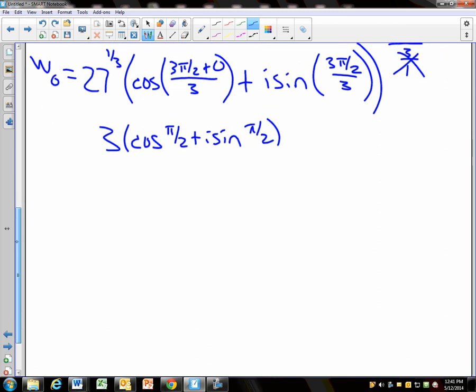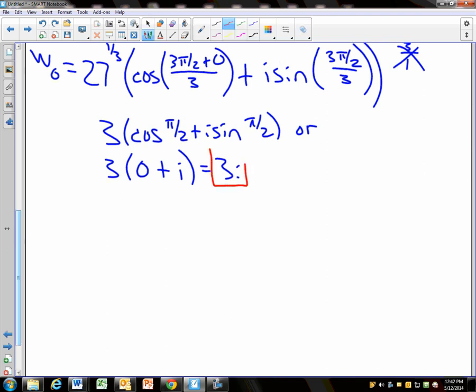You can leave it like that. Or, what's the cosine of pi over 2? 0. What's the sine of pi over 2? That's the number you multiply by itself 3 times to get negative 27i. There are how many more solutions? 2.